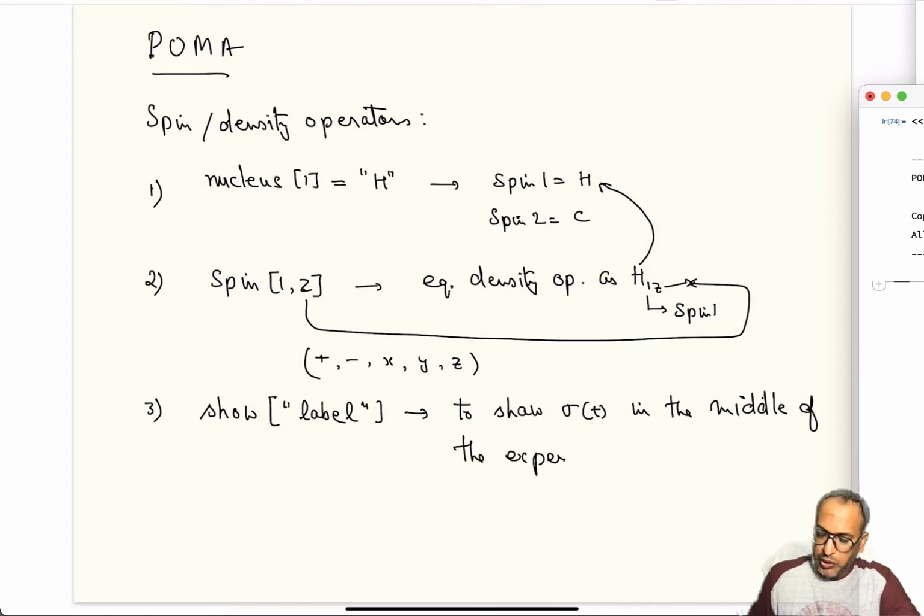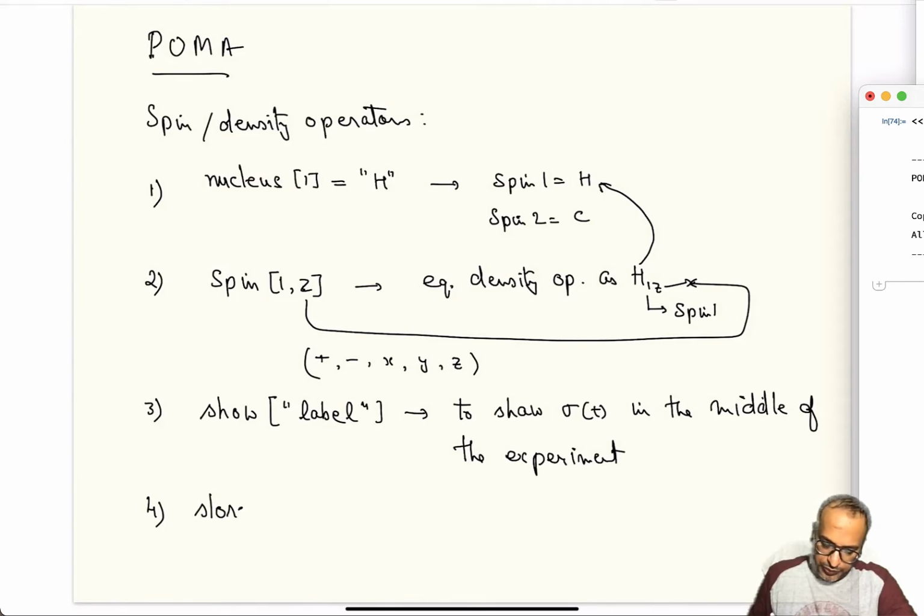So if you do not do this, then all the experiment is executed once and you only get to see the density operator at the end of the calculation. Okay, so this is just to see what is happening during different steps. So this command, the show command, only spits out the value. It does not store that value.